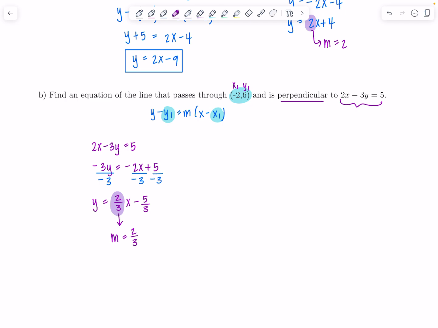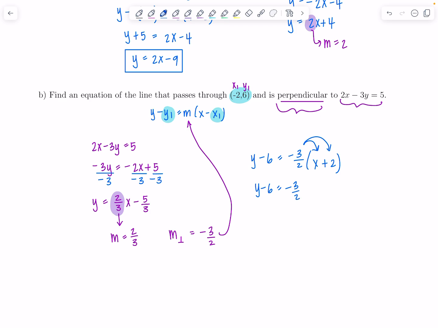This time though, my line is not parallel, so it will not have the same slope as this line. My line is perpendicular. So the slope of my line, which is perpendicular, would be -3/2. Very good. So that's what we're going to substitute in for m right here in point slope form. So let's hop to it. Y minus 6 equals -3/2 times x minus -2. I'm just going to write x plus 2, okay? Good. And then this is going to be y minus 6 equals, let's distribute, -3/2 x minus 3. Good?